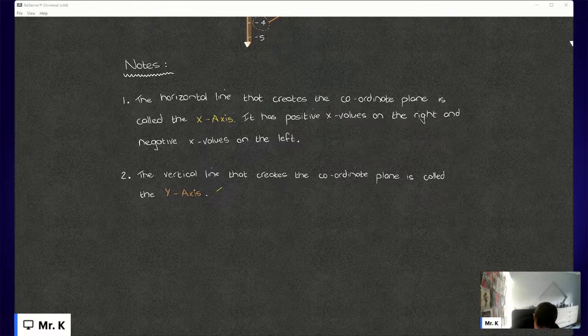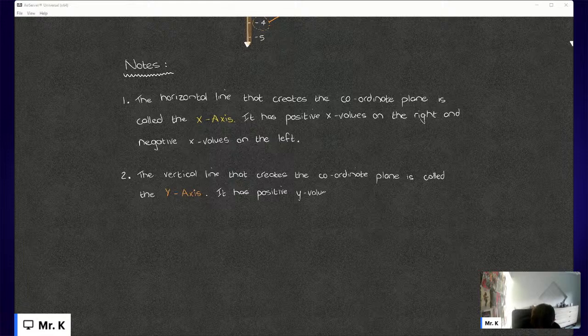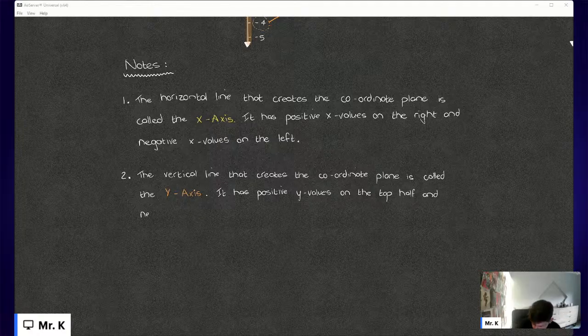And again, where do we find the positive and negative values? Well, it has positive y values on the top half and negative y values on the bottom half.